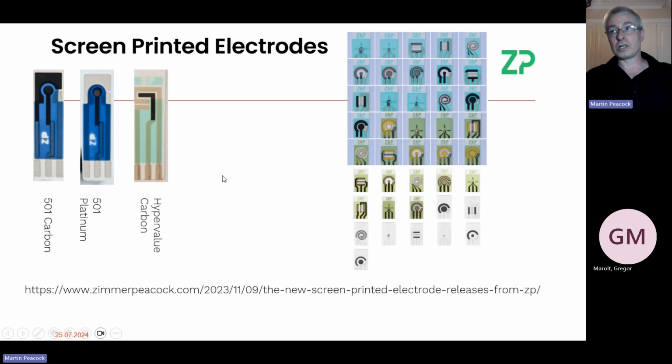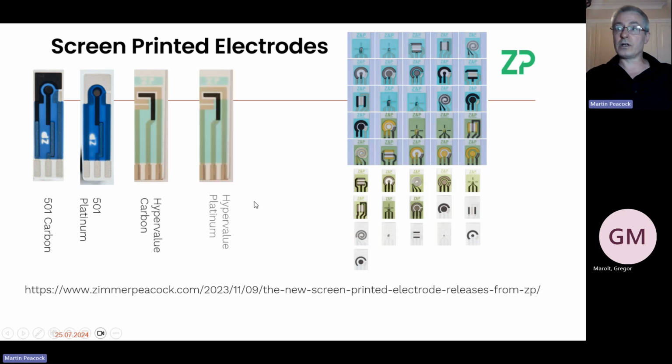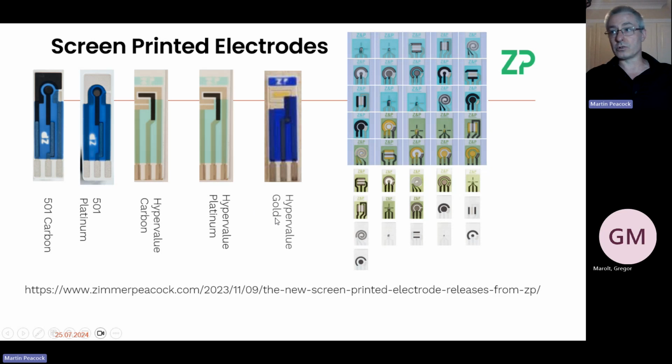If you want a really low cost carbon, this one. If you want a really low cost platinum, this one. If you want a really low cost gold, this one. Understand that 90%, 95% of people who come to ZP are only buying one of these 5 electrodes. So we're not trying to please or appease everyone by giving them exactly the design they want.